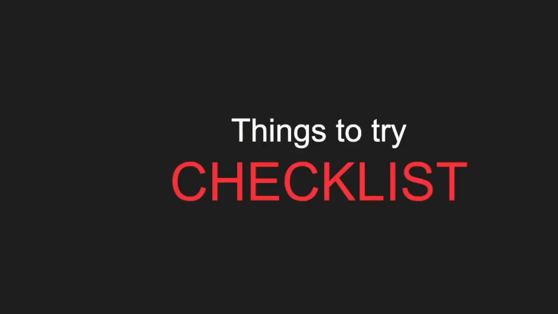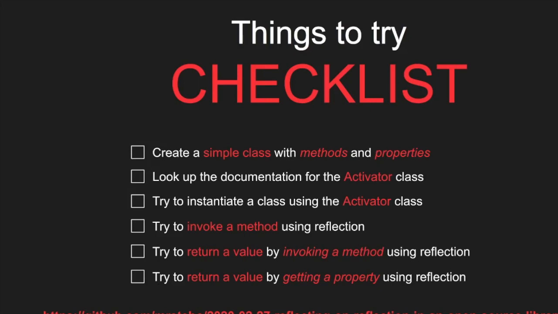So there's a few things that you could try to get started with reflection. Like I did before, you create a simple class with methods and properties. You could look at documentation for the Activator class, which builds instances of classes. Like I did before, invoking methods, returning values, and all that jazz. And there's a GitHub repo underneath where there's a TDD style project with a few failing tests, and you've got to try and make them work with reflection. And that's 93 slides in 6 minutes.